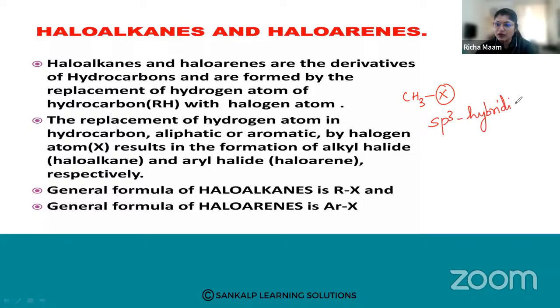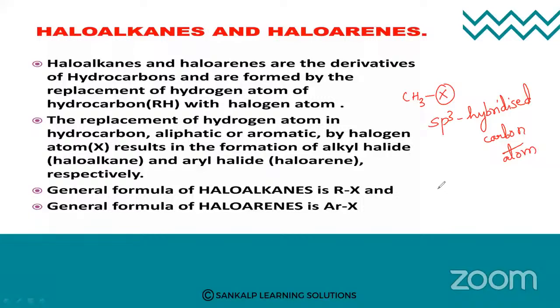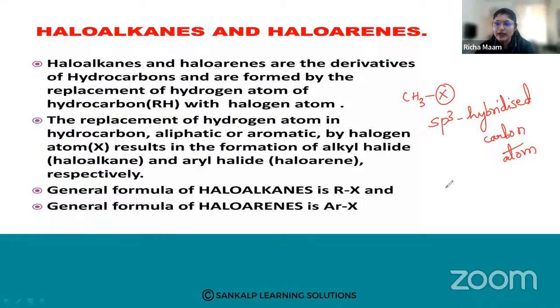Now, does everybody know what we mean by sp3, sp2 and sp hybridized carbon atom? Okay, for the students who don't know, I'll just tell you. sp3 means the carbon atom is attached to other atoms with single bonds. So this center carbon is said to be sp3 hybridized, because it is connected to another carbon or the other atoms by a single bond.